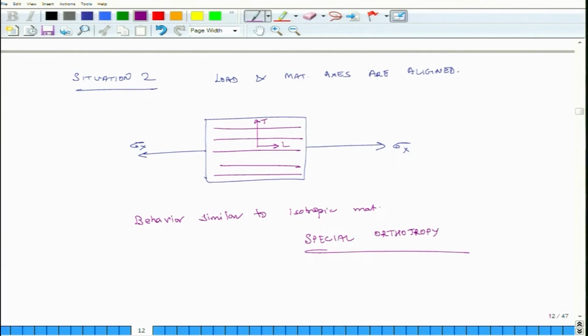So, in this case if you apply an extensional stress, it will only generate extensional strains, it will not generate shear strains. And if you apply a pure shear stress such that the shear stress directions are aligned with the material axis, then it will generate only shear strains, it will not generate extensional strains. So, these are the different situations.